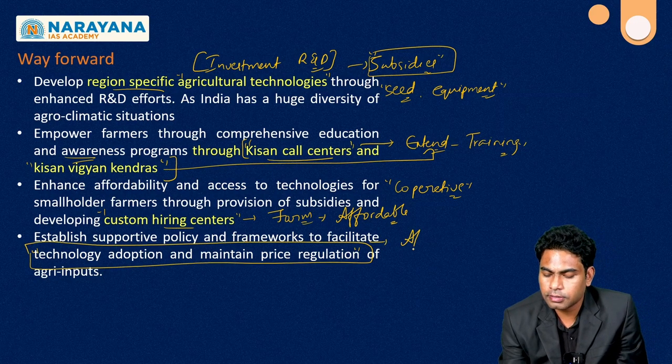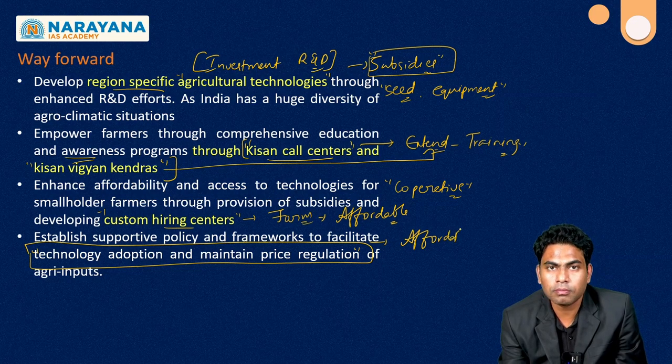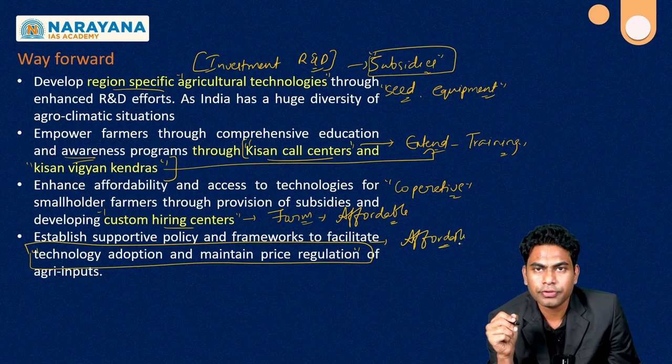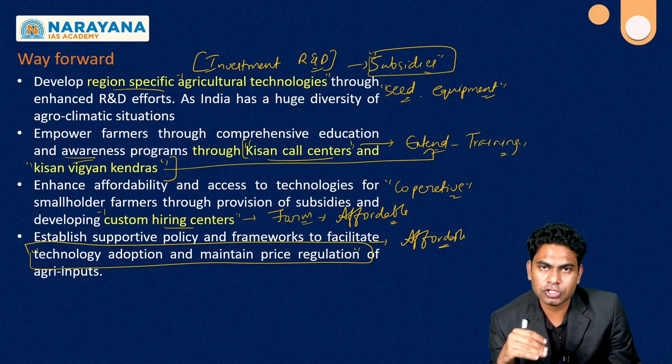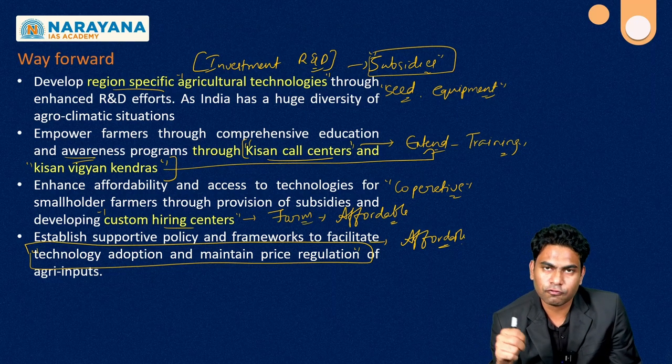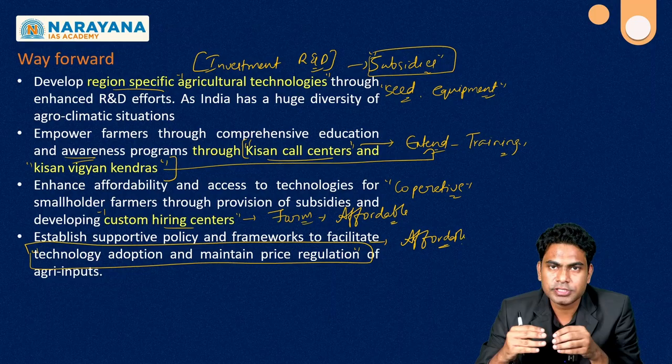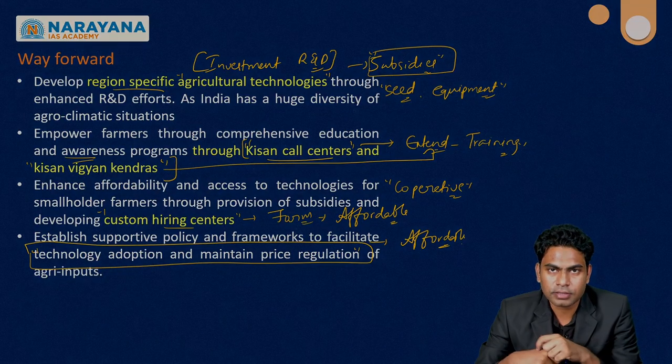Right? So I have to make farm imports affordable. So in this way, we could ensure the increased adoption of technology. So this completes the article. Now let us look into another article.